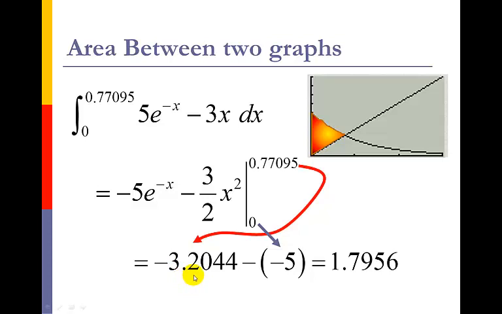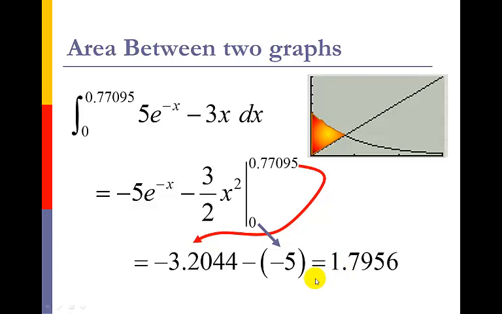That's rounded off again. And then when we plug in 0, what do we get? We get a negative 5. And so then we take the difference here, and those two negatives will kind of make a positive. And so we end up with an area of 1.7956, an approximation there.